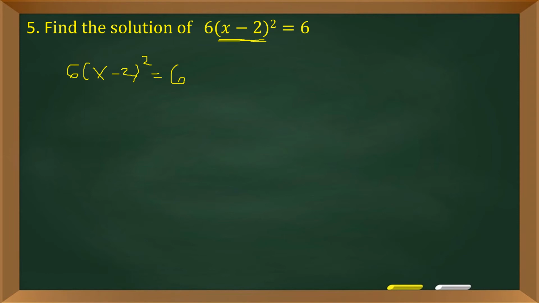Clear natin itong x minus 2 quantity squared sa kanyang coefficient, gaya ng mga ginagawa natin. Ano ba yung coefficient ng quantity x minus 2 squared? Ito, 6. Kaya i-divide natin all sides by 6. So, divide nyo rin sa right side ng 6 and cancel. So, you have now x minus 2 quantity squared is equal to, what is 6 divided by 6? That's 1.